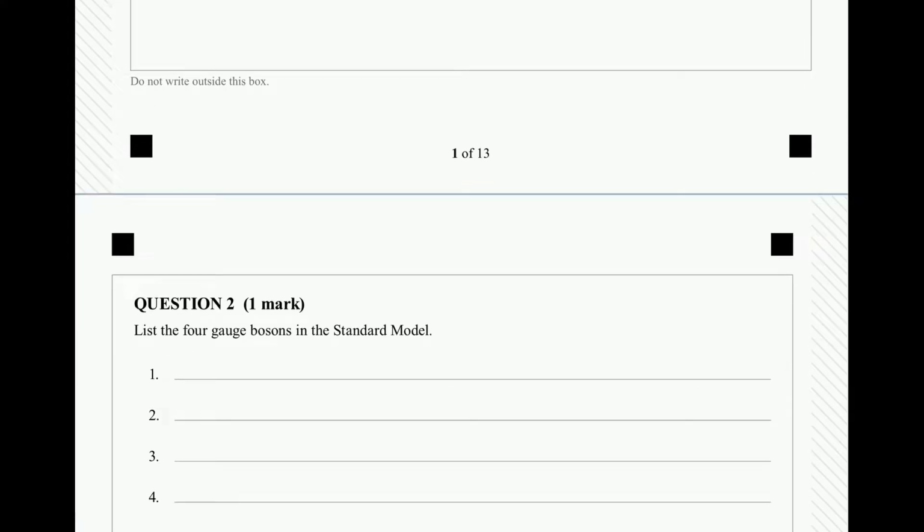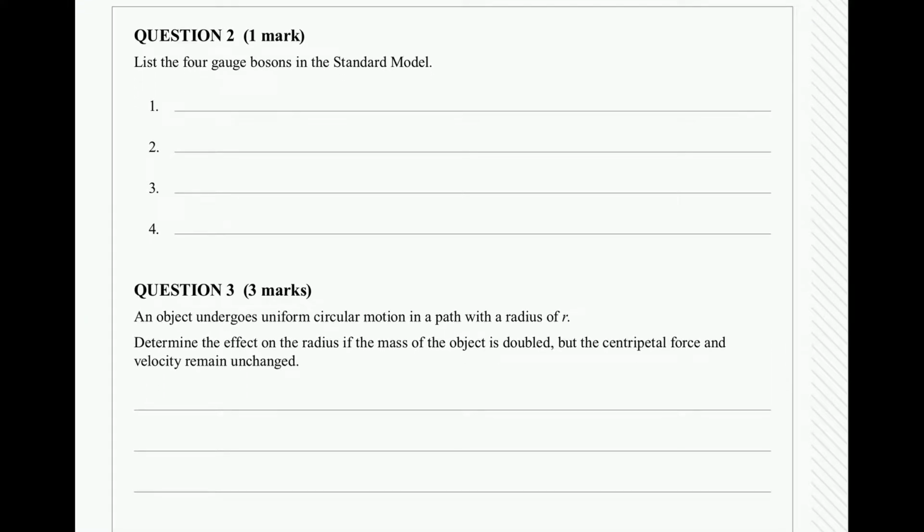So let's continue on. All right, so question 2, list the 4 types of gauge bosons in the standard model. Now, I'm not going to go over this one too much. It is a listing activity, so you can have a gluon, a photon, as well as a W boson and a Z boson.